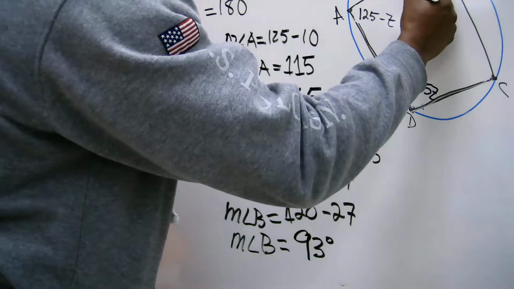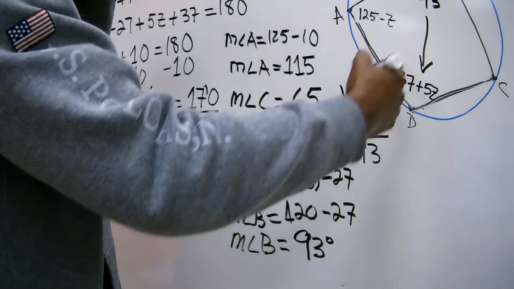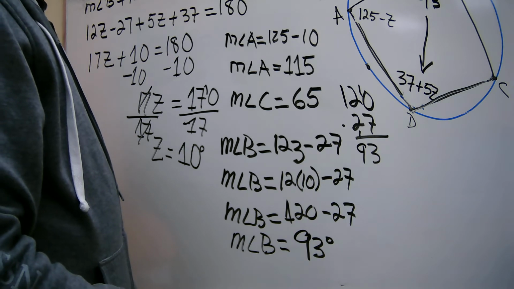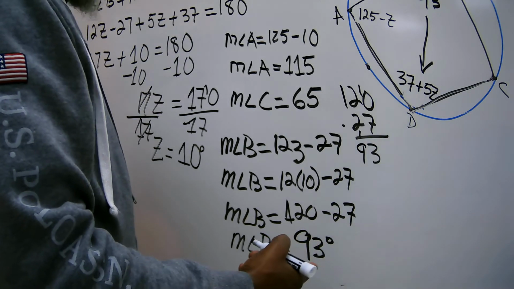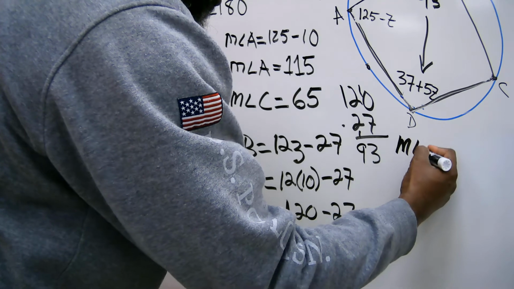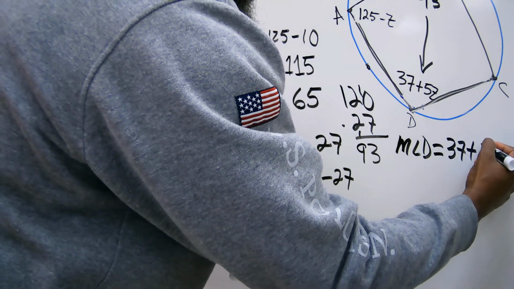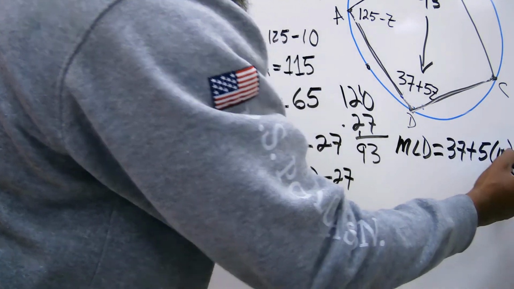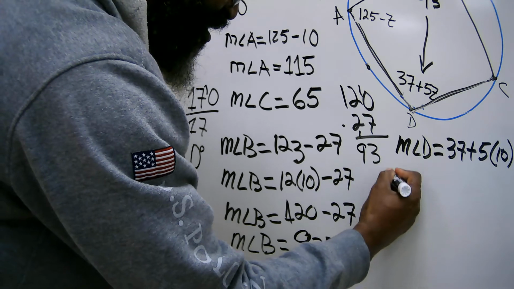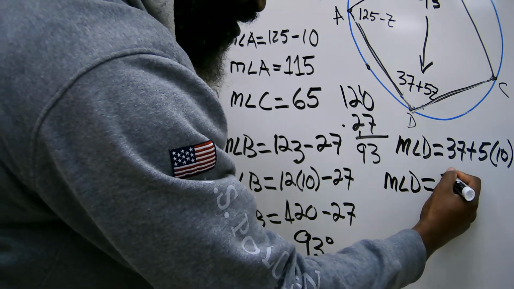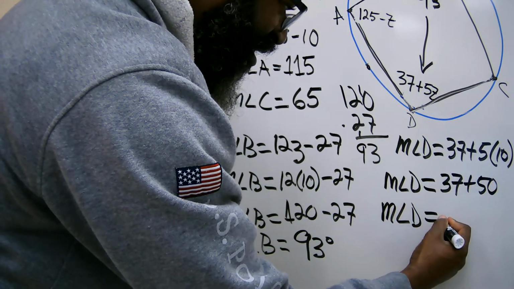Right? If this is 93 degrees, then you have to subtract from 180 instead, or you can replace it, or you can subtract directly from 180. That will give you about 87 degrees. So if you don't believe that, you can directly find the measure of angle D, which is 37 plus 5 times 10, right? Measure of angle D is 5z plus 37. Then you will have measure of angle D, which is 37 plus 50. Then you will find measure of angle D is 87 degrees.